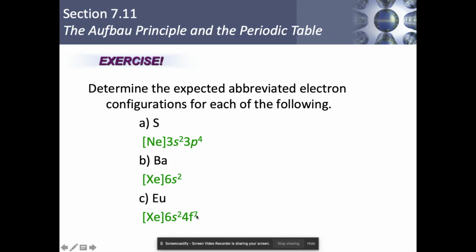Again, remember, you just pick the previous noble gas that appears before your element, and then you just continue writing your electrons as determined by our Aufbau principle from lowest to highest, and then how many electrons you can fit in each of those levels.